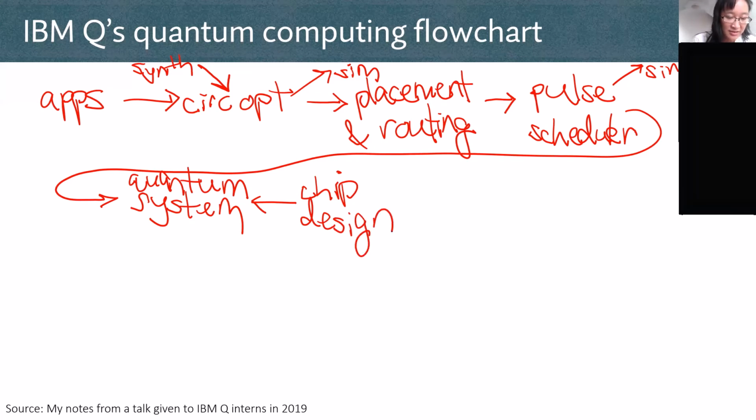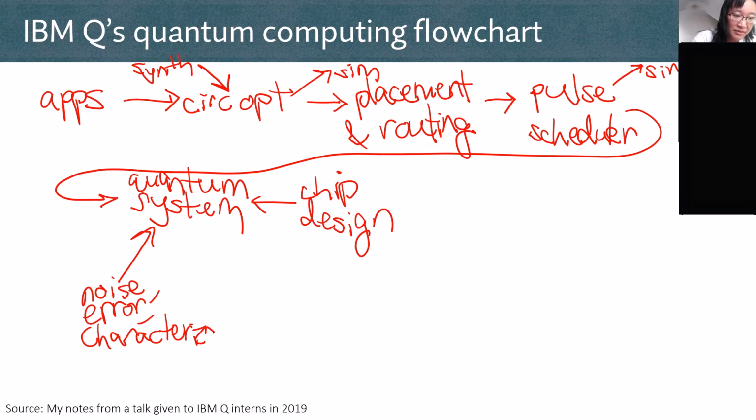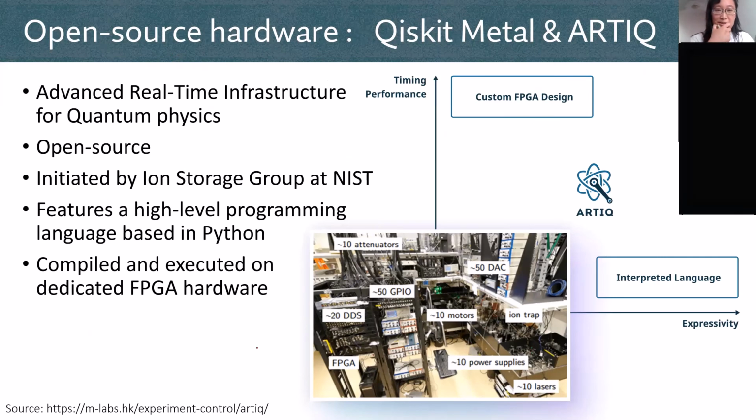And, well, there's a lot of stuff. You might want to characterize the noise and error in your quantum system. So that would be Qiskit Ignis. So this is noise, error, characterization, and hardware verification. So there would be software libraries for all of these, but it can be quite involved. Anyway, you also have open source hardware. So in addition to Qiskit Metal, for trapped ion quantum computing, ARTIQ is commonly used. And other real-time hardware description languages could be like Verilog, which is standardized by IEEE.